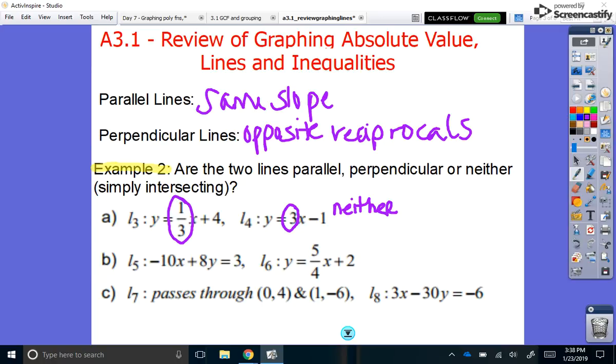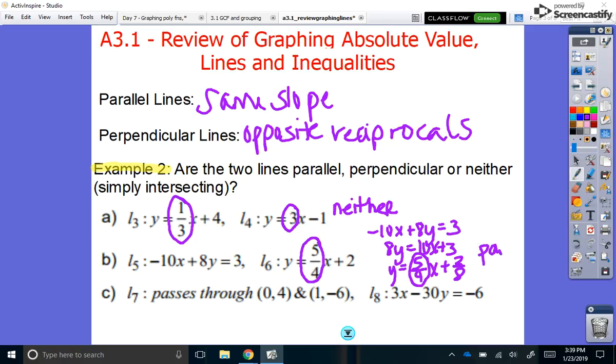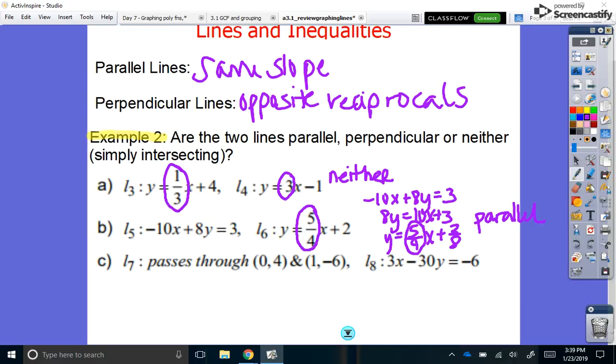For part B, I can tell that the slope of line 6 is 5/4, but I need to solve this for y to determine the slope of this line. So I'm going to add 10x and then divide by 8. 10 over 8 is 5/4 x plus 3/8. So now the slope of this line is 5/4. They have the same slope, so these lines are parallel. So they have to have the exact same slope in order for the lines to be parallel.